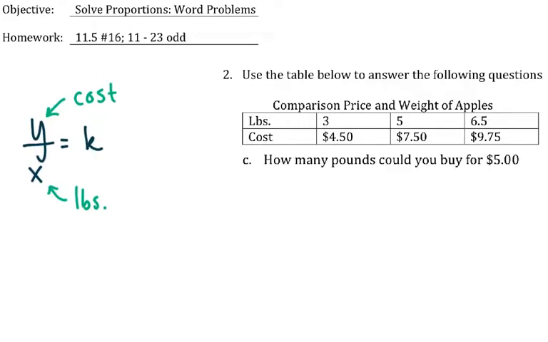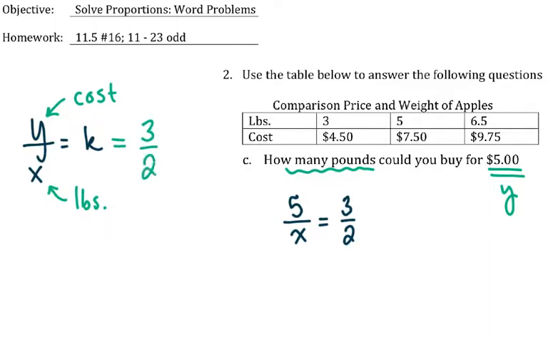All right, for our last one, you can see that it's saying how much could we buy for $5? Well, that's a y value then. And so then our goal is to find x, how many pounds. And so here we know our y is 5 over x equals 3 over 2, which is our k value from part A. And here we do want to cross multiply because we have our variable in the denominator.